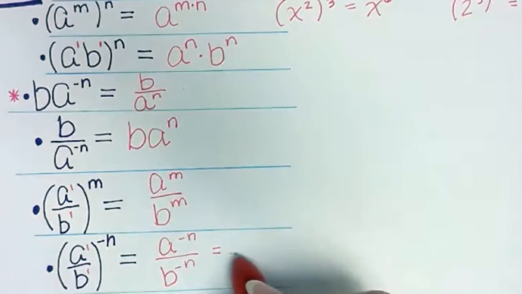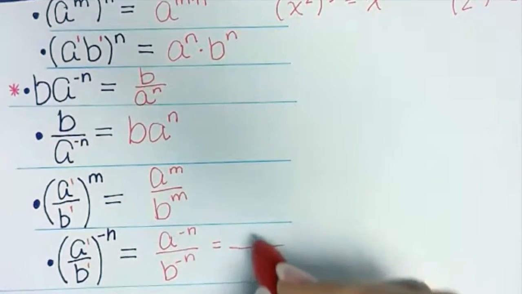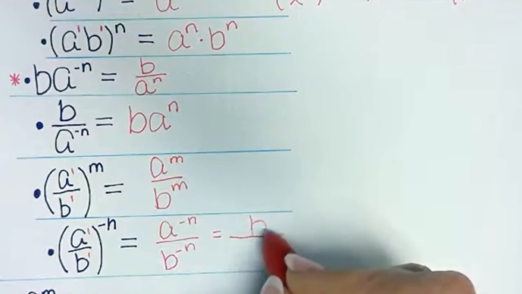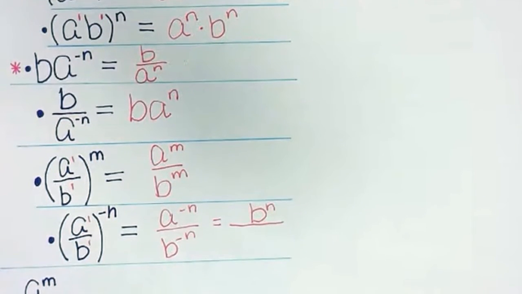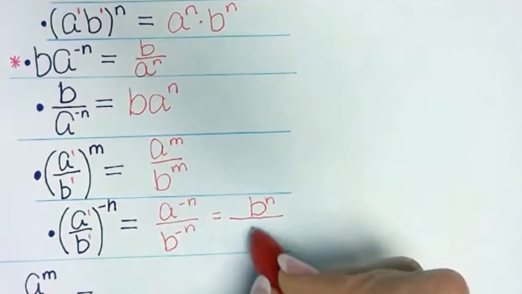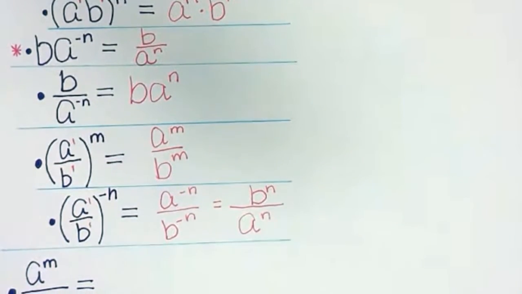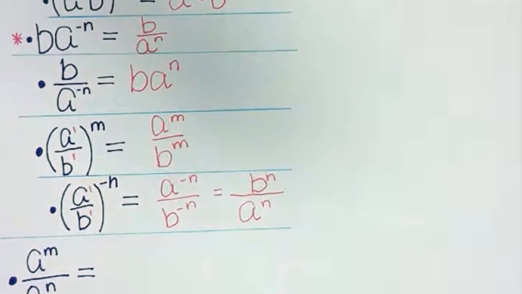Since both of my exponents are negative this time, they really sort of flip-flop, trade places, and I will bring my a to the negative n down to the denominator, where it becomes a to the positive n, and I will bring b to the negative n up to the numerator, where it will become b to the positive n. I like my answers to always have positive exponents, so this is good to go.